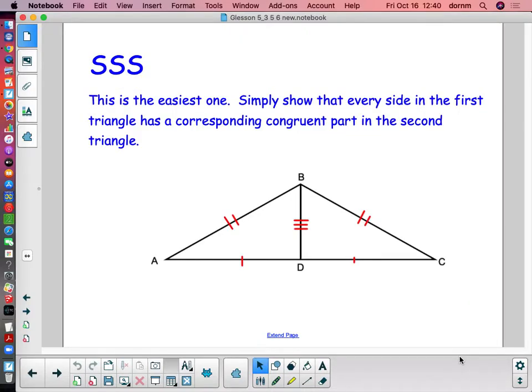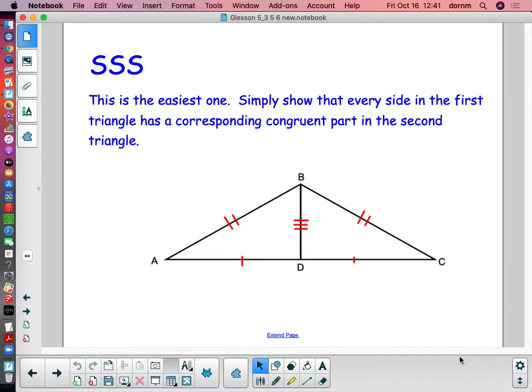So our shortcuts are this. Our first one is side, side, side. And side, side, side is pretty obvious because basically we have all three pairs of corresponding sides congruent. So here in this picture, we can clearly see that AD and CD are congruent, AB and CB are congruent, and BD is a reflexive side. It's congruent to itself. That's what we call the reflexive property, when we say that something is congruent to itself. So sometimes we refer to that as a reflexive side. So yeah, all three pairs of corresponding sides are congruent.